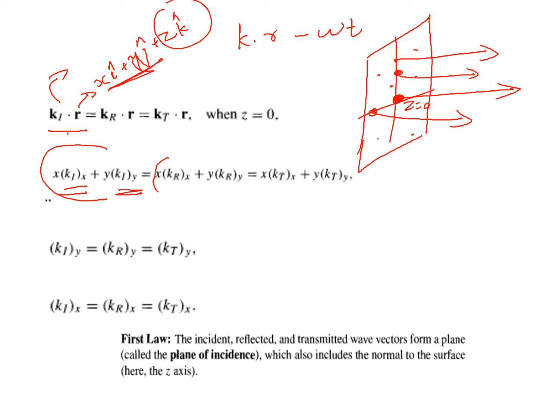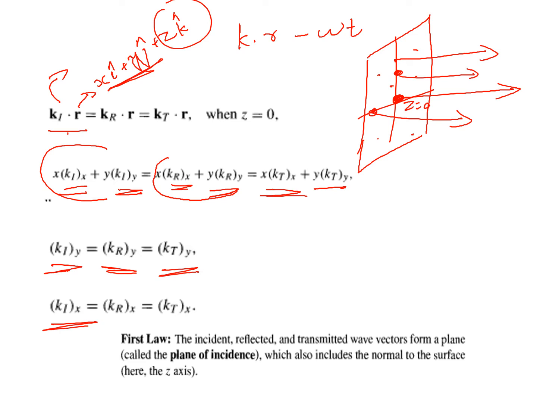In the same way for the reflection also, x into the x component of k_r, where k_r is the wave vector for the reflected component, and y times the y component of k_r. That must be equal to x times the x component of k_t plus y times the y component of k_t. Now this is true for all x and y. And this equation only holds if the components are separately equal. So if we keep x equal to 0, then the y components must be equal. That is why k_i y equal to k_r y is equal to k_t y. In a similar way, if you put y equal to 0, then the x components must be the same. So for this equation to be true, the x components must be separately equal and the y components must be separately equal.